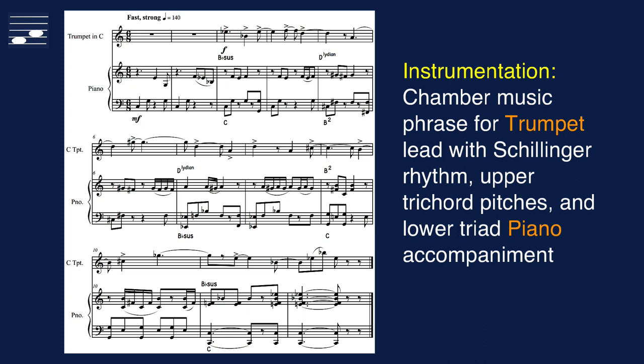The result is what we see here, the example instrumental form for the first modal 12-tone triad set. The Schillinger rhythm is in the trumpet part that uses two pitches from the upper triad, while the piano accompaniment is based on the remaining four lower parts.